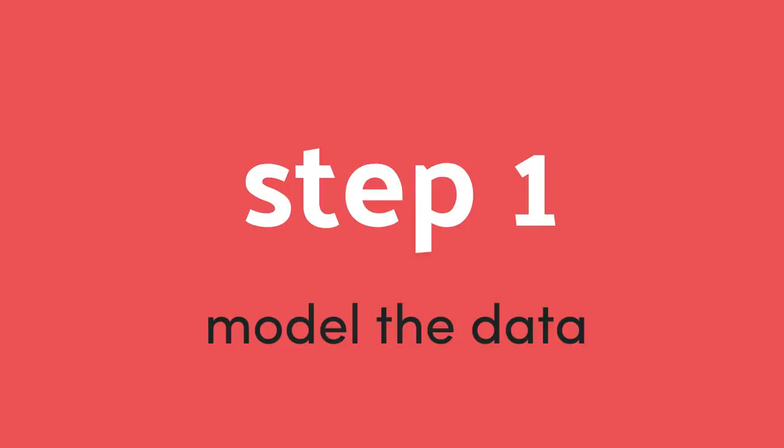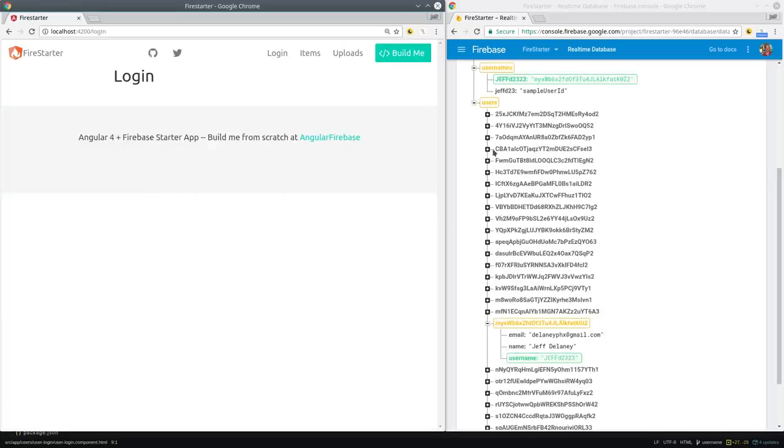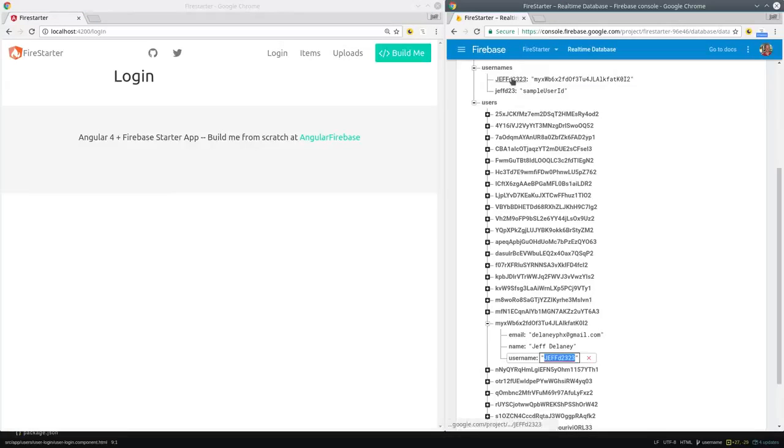The first step is to model the data. First, we have a users collection that saves just basic information about the user that we want to display throughout the app. Then we have a separate collection of just usernames where the username itself is the key and the value is the associated user ID. This allows us to make checks for username availability much more quickly than we could if we queried the entire list of users.